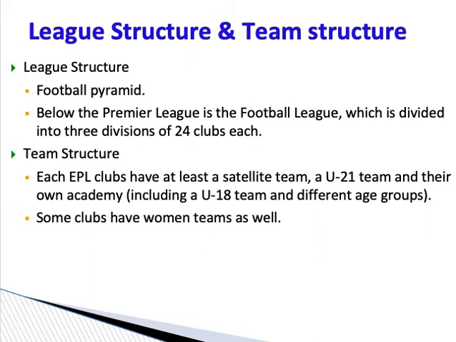In professional sports in the US, young players who want to play in the professional league a lot of the time come from college, or they may come from high school. But if you look at the team structure in Europe, each of the English Premier League teams has at least satellite teams. If you cannot play on team 1, you're going to play in the satellite team league. They also have under-21 teams. The majority of them have their own academy where they find young talent by themselves. They also have under-18 teams, different age group teams.